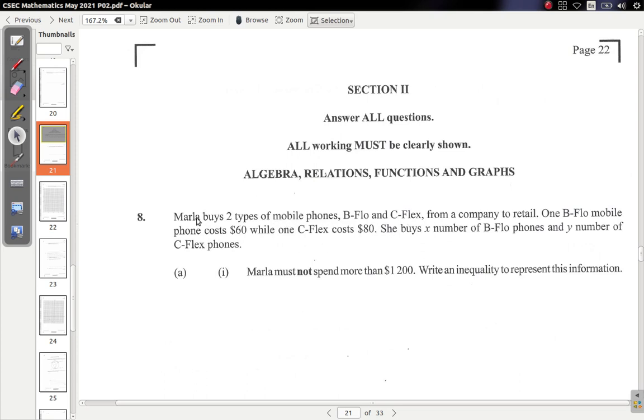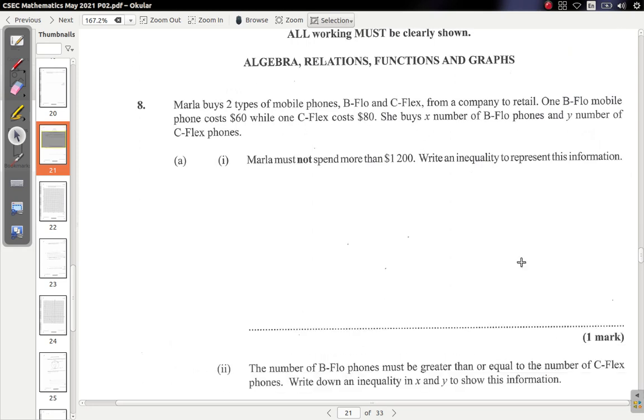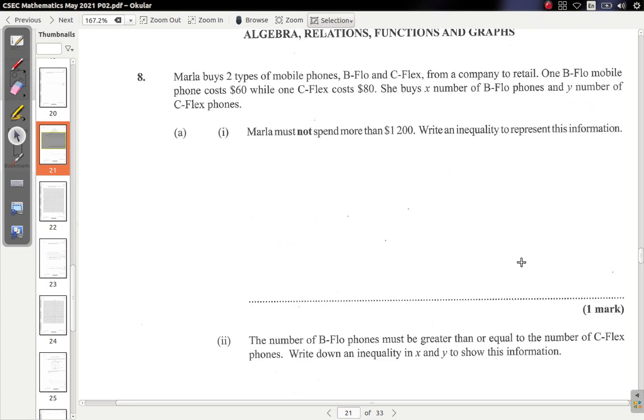what does it say? Marla buys 2 types of mobile phones, B Flow and C Flex, from a company to retail. One B Flow phone costs $60. One C Flex phone costs $80. She buys x number of B Flow and y number of C Flex phones. Marla must not spend more than $1,200. Write an inequality to represent this information.